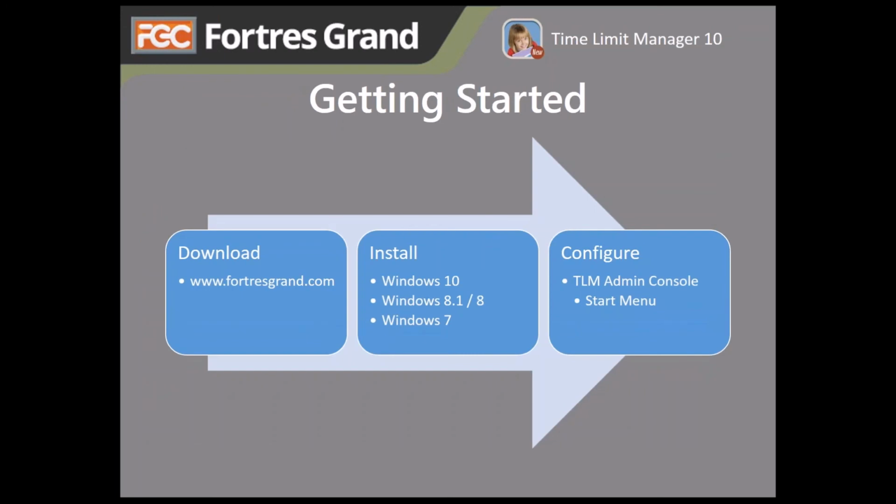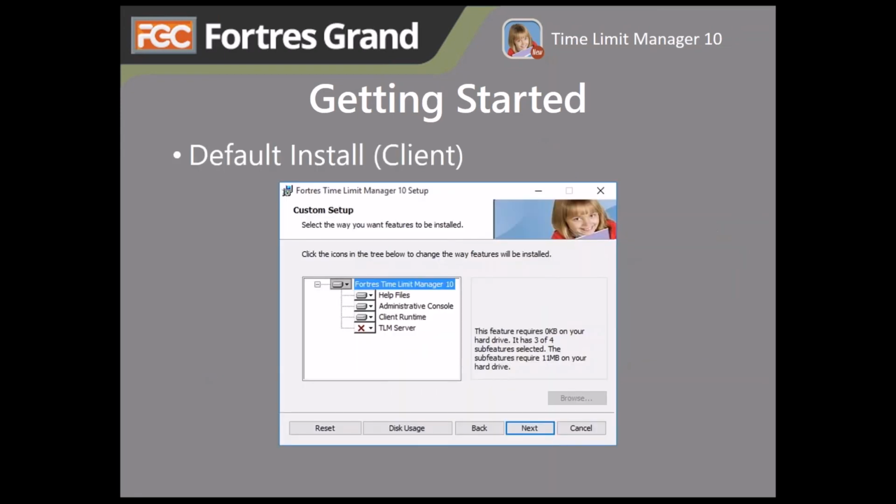So to get started with Time Limit Manager, you would just go to our website and you can download a fully functional 30-day evaluation, and you can install that again on Windows 10, Windows 8.1 or 8, and Windows 7. And at that point, then you would just go to the Start menu and access the Administrative Console. I have a couple of screenshots that show some of the customization you can do during the installation to select which components are going to be installed.